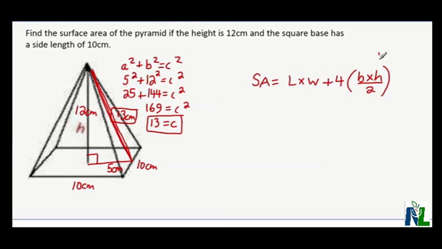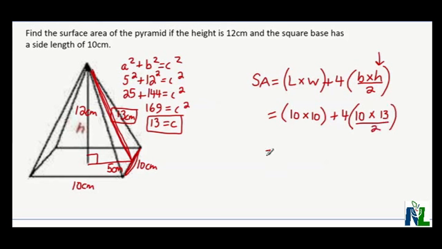So make sure that you don't get mixed up in the height of the triangle and the height of the pyramid, because the height of the triangle, remember, it's on the surface, so it's actually 13 and not the 12. Okay, so for my base, length times width, it's a square, so it's 10 by 10. I have 4 triangles. The base of each triangle, it's not this triangle here because it's a triangle on the surface. So the base of that triangle is 10. The height of that triangle is 13 divided by 2.